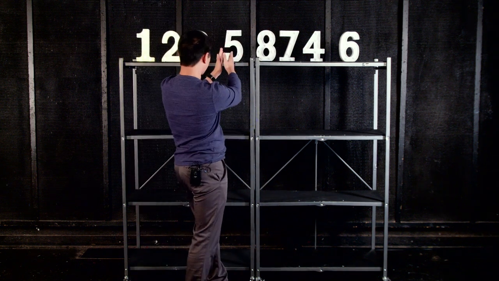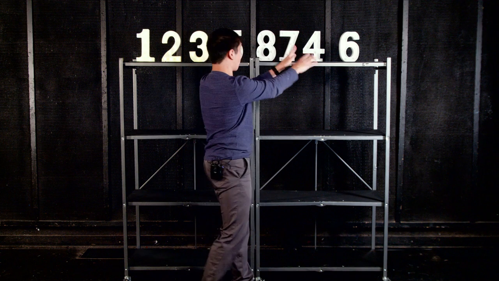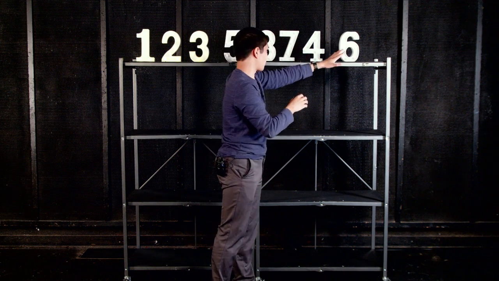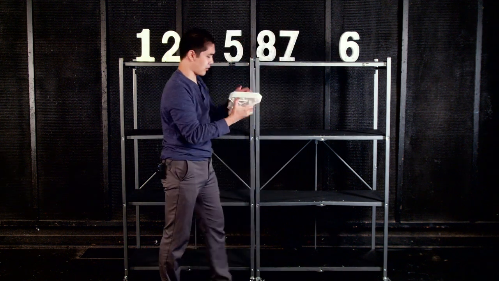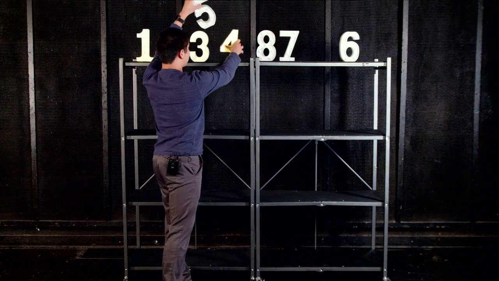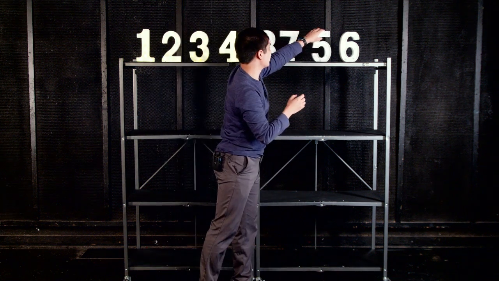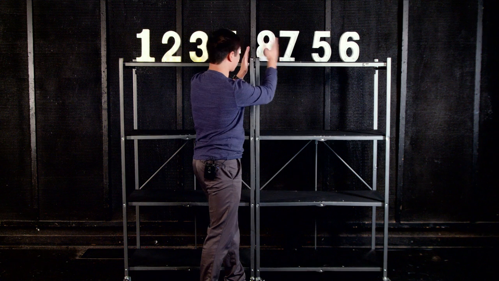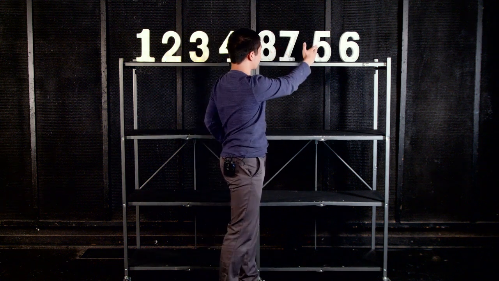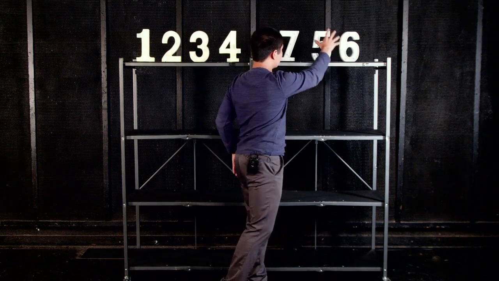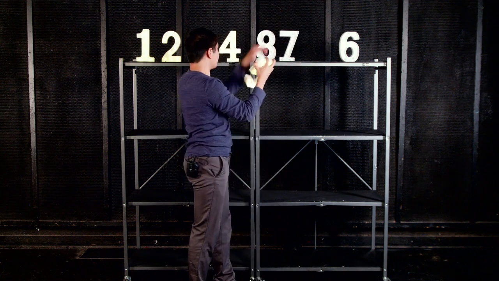Now I'm going to look at the 5. 8 and 7 are both bigger. The 4 is smaller than the 5. But the 6 is bigger. So the 4, that's the smallest number I've seen so far. So the 4, that's going to go into place, and I'll swap it with the 5. And now I've got the 8. The 7 is smaller than the 8, so I'll remember that. 5 is smaller than that, but the 6 is bigger. So the 5, that's going to be the next number.